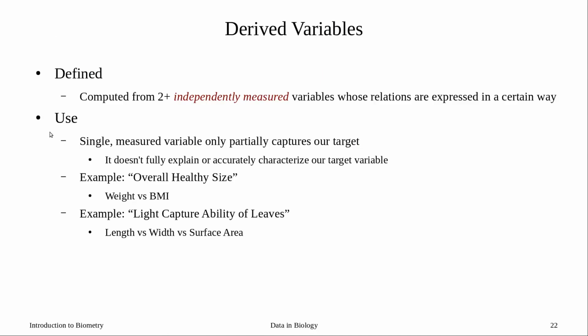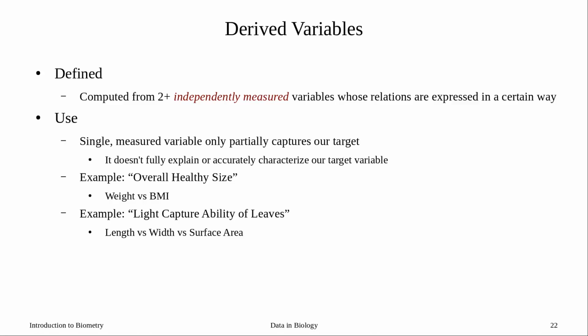All right, derived variables are going to have their own discussion here. So derived variables are variables that are computed from two or more independently measured variables whose relations are expressed in a certain way. So normally on the smallest sampling units we will take multiple measurements, which means we will have multiple variables. Each of those variables might only capture part of our process of interest. So a single variable only partially explains or accounts for variation of our target. So what we can do is utilize all of those variables that account for partials and create a derived variable that tries to capture the overall target.